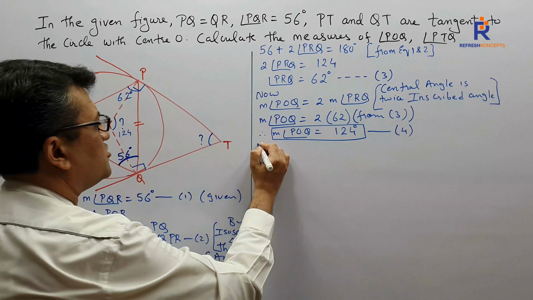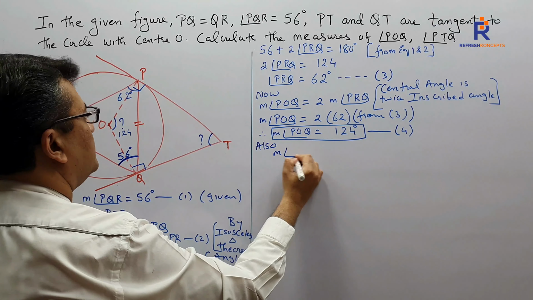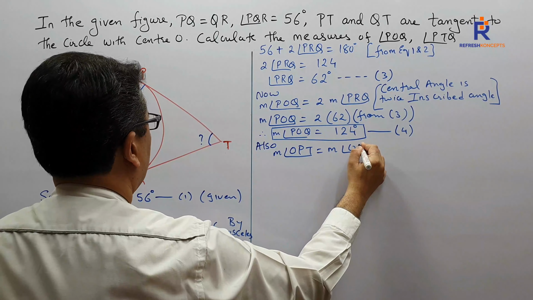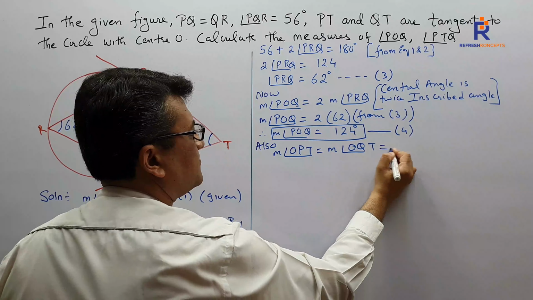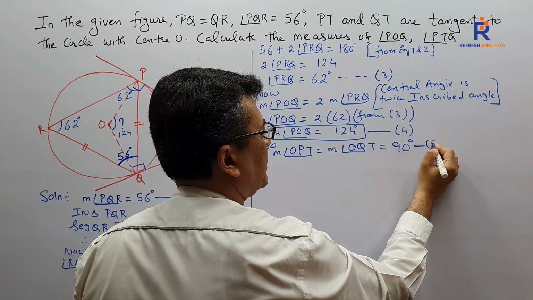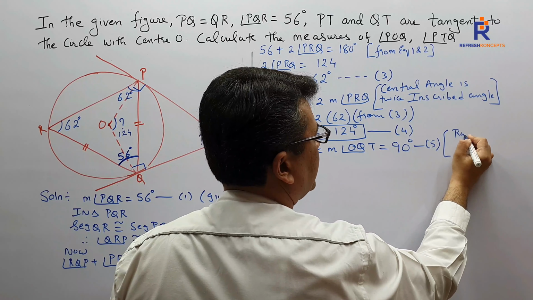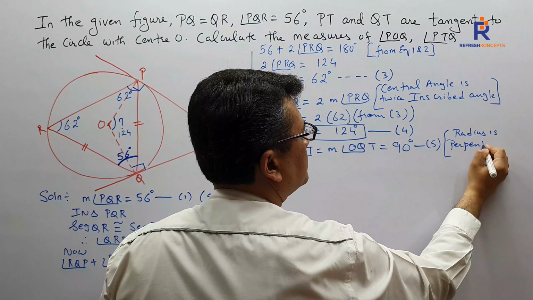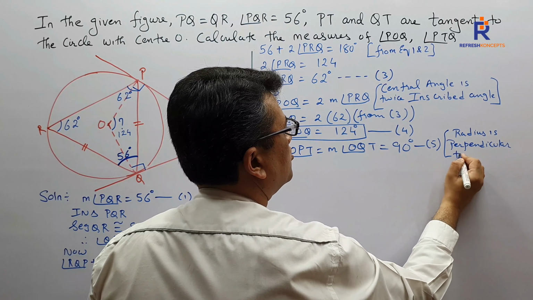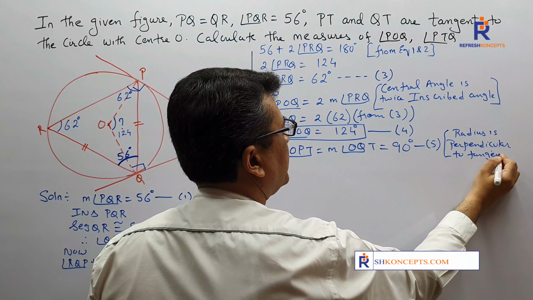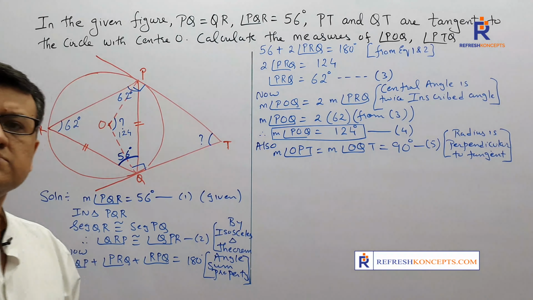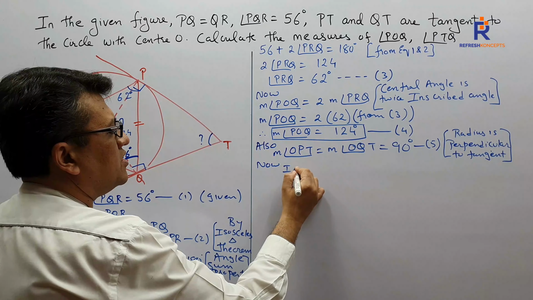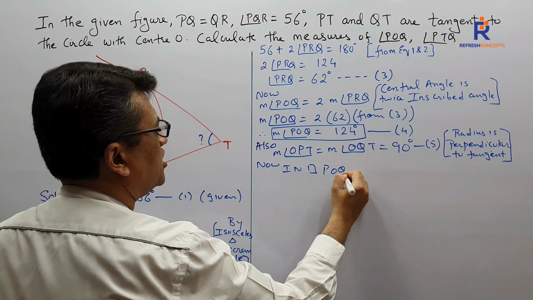So we directly write down. Also, measure angle OPT is equal to measure angle OQT, which is 90. You can say radius is perpendicular to tangent. Radius is perpendicular to tangent. With this, we say now in quadrilateral, which one? POQT.